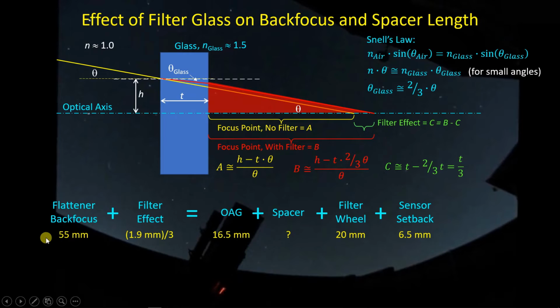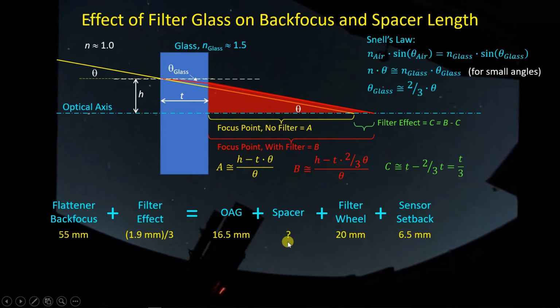Hotech tells me that their backfocus is 55 millimeters. The ZWO filters I'm using are about 1.9 millimeters thick, and then we take 1/3 of that per this equation over here, and that gives me about 0.6 millimeters. And so my actual backfocus that I'm targeting here is actually 55.6 millimeters, not the 55 millimeters that is provided by Hotech. On the other side of the equation, I've got my ZWO off-axis guider at 16.5 millimeters.